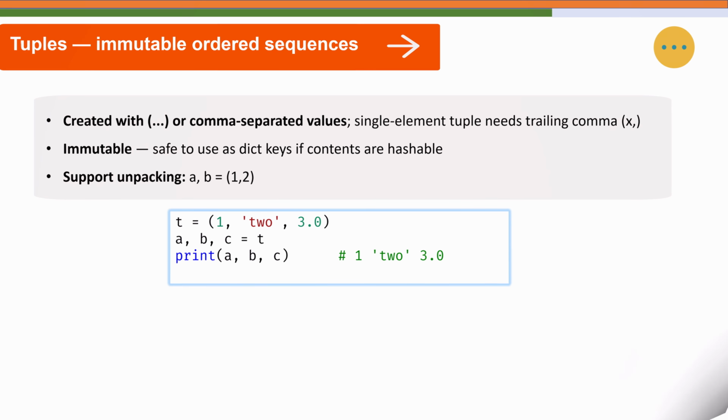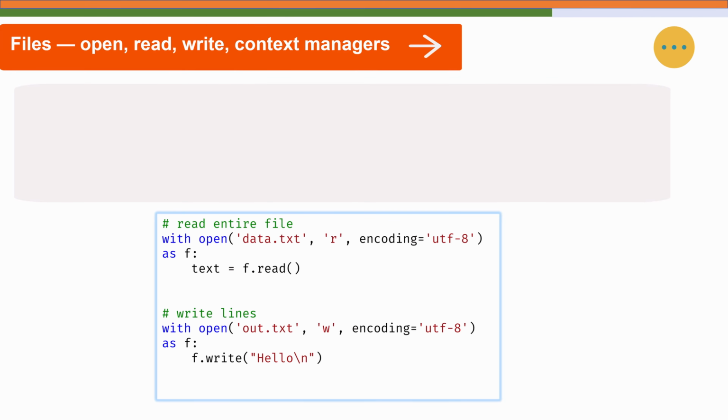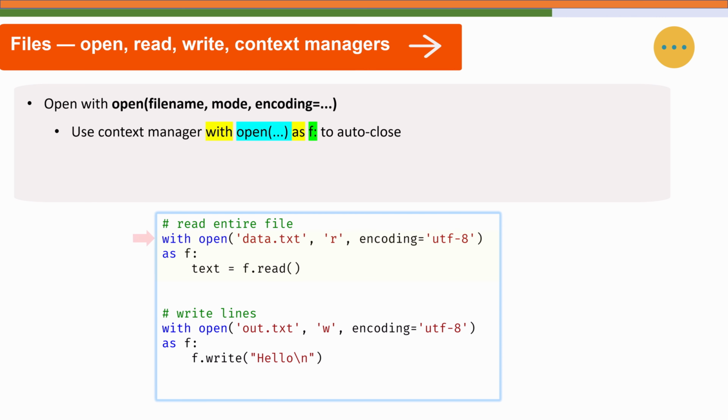Now that we have explored Python objects and data structures, let's move on to how Python interacts with the outside world through files. The most fundamental function for file operation is the open function. The open function takes 2 arguments, the file name and mode. File name is simply the name or path of the file that you want to work with, and mode tells Python what kind of operation you want to perform.